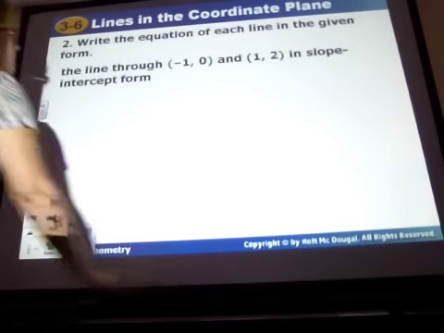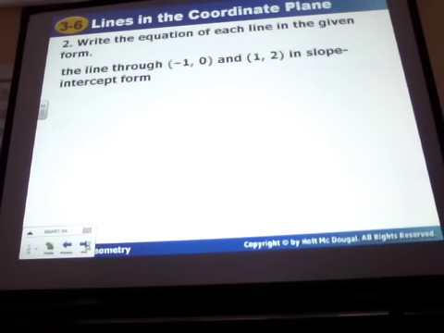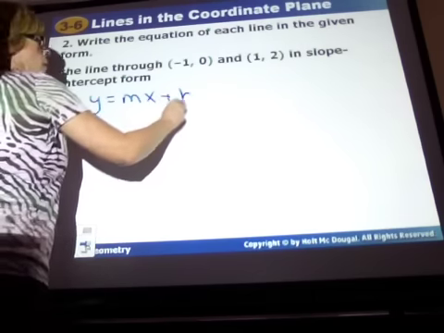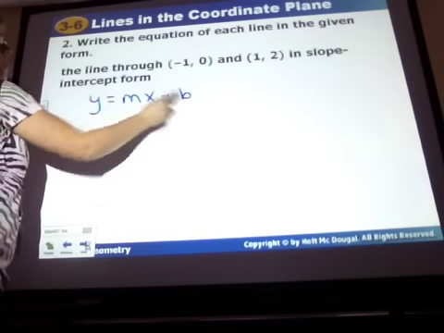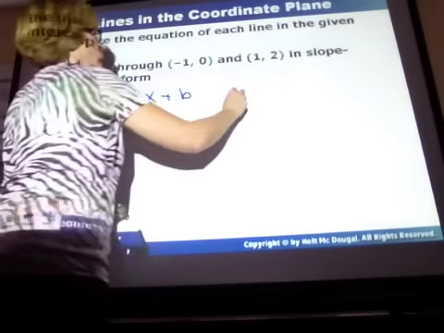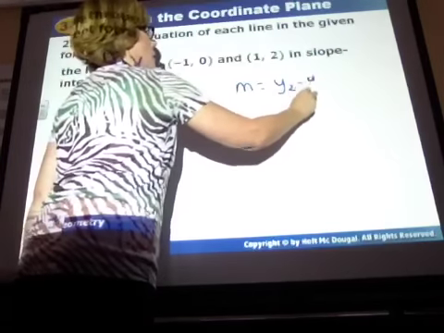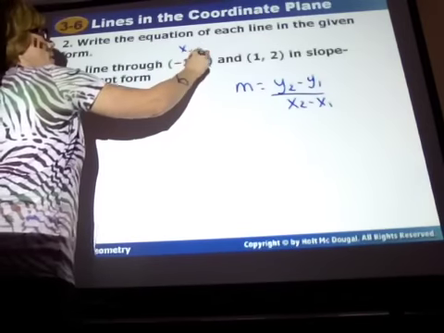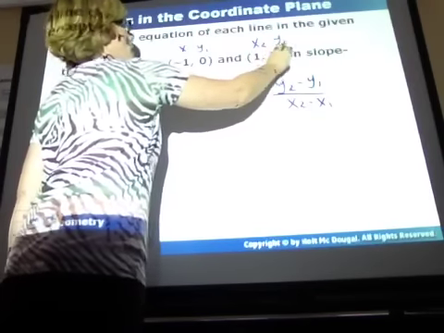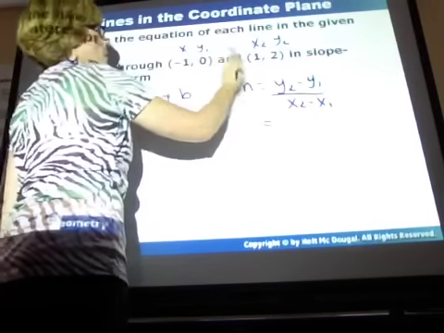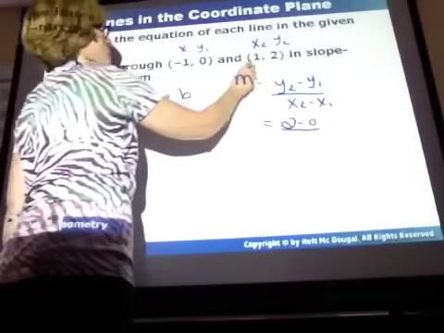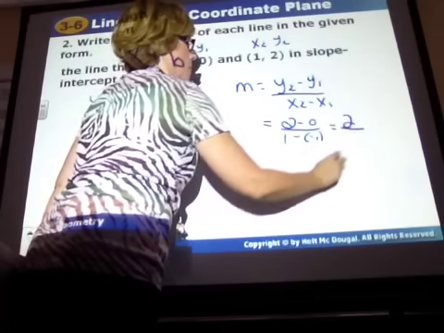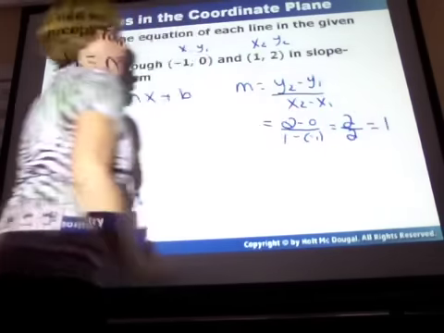Now we're going to take a line with 2 points given, and we're going to put it in slope-intercept form. We need your slope and we need your y-intercept. Well, we can find slope when we're given 2 points by using your slope formula. Here's your first point. Here's your second point. Therefore, the slope is 1.